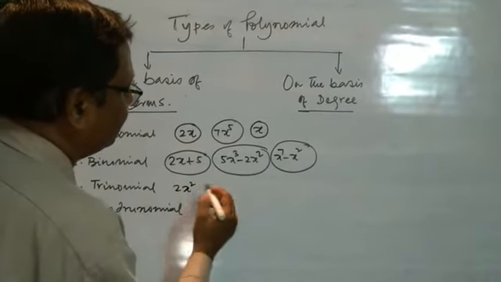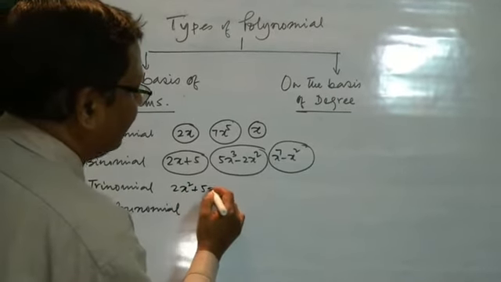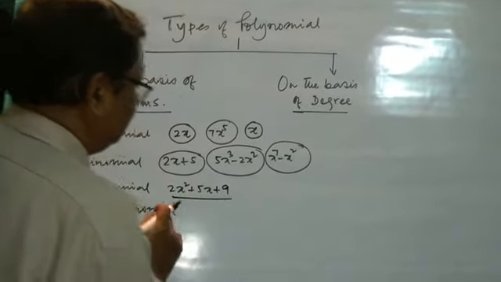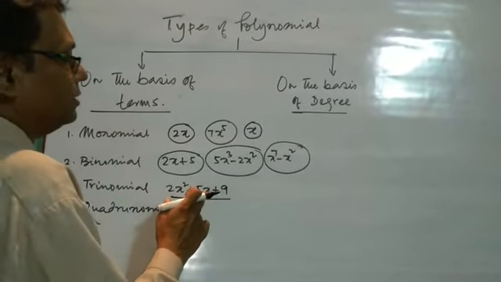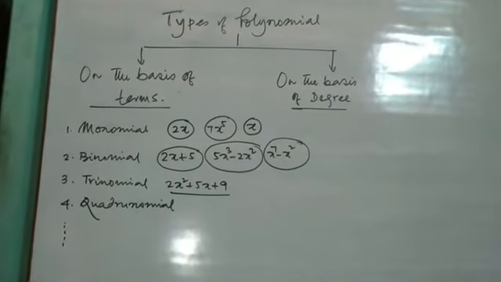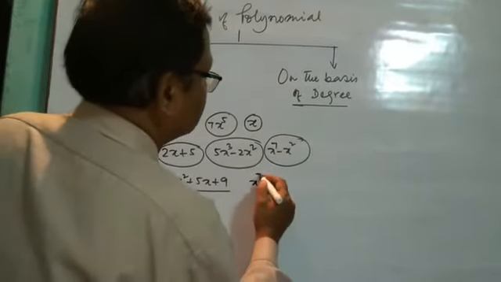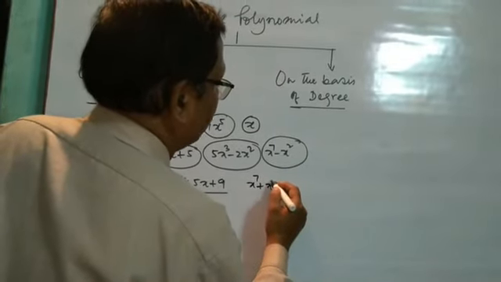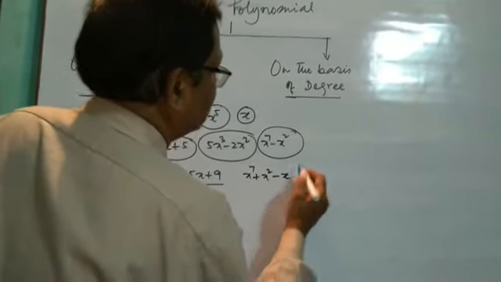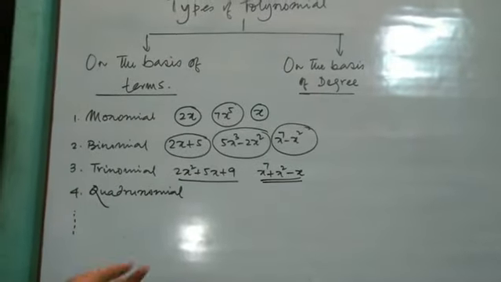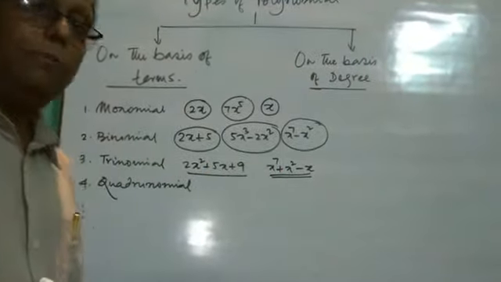2x squared plus 5x plus 9 can be one of the examples. 2x squared is the first term, 5x is the second term, 9 is the third term. This is a trinomial. In this way, you can write x to the power 7 plus x to the power 2 minus x. This is also a trinomial.